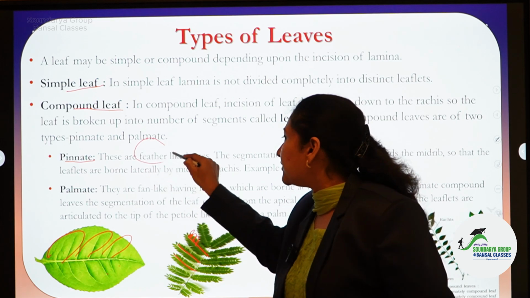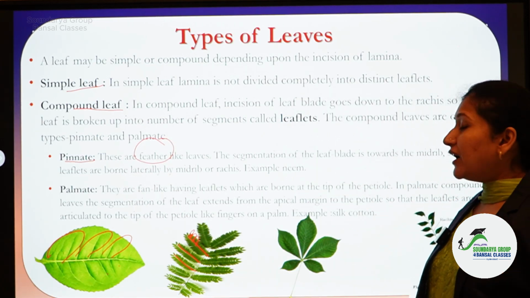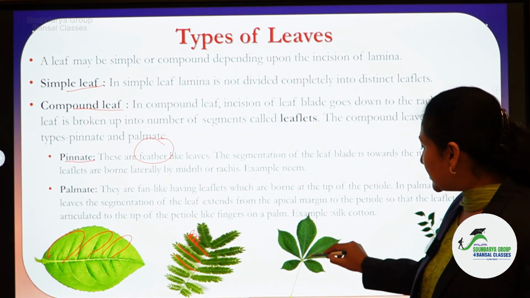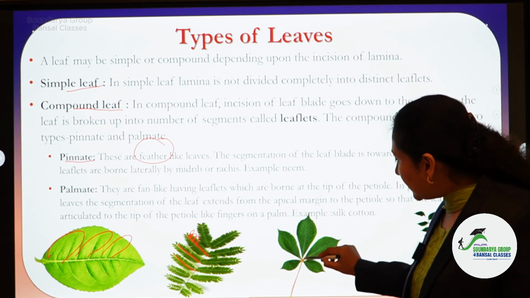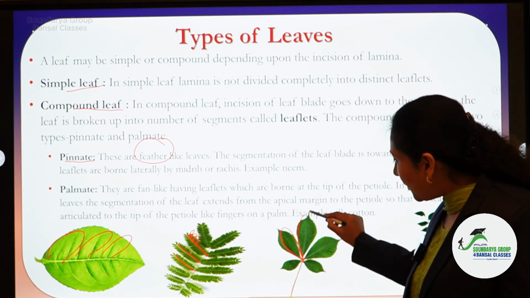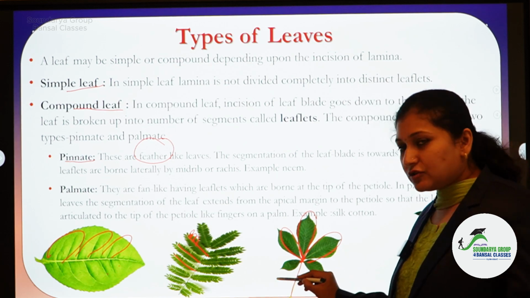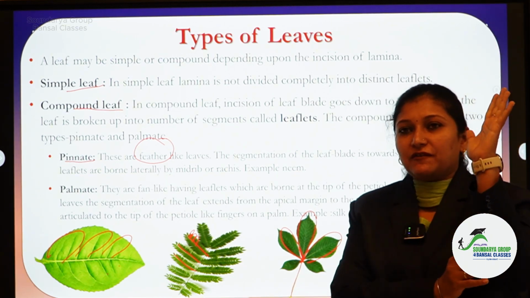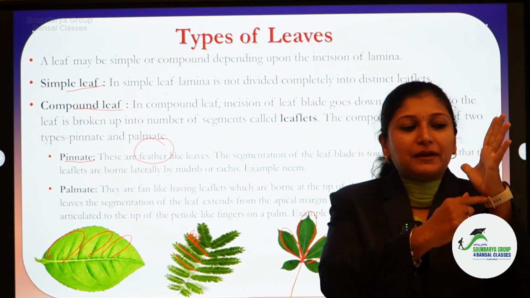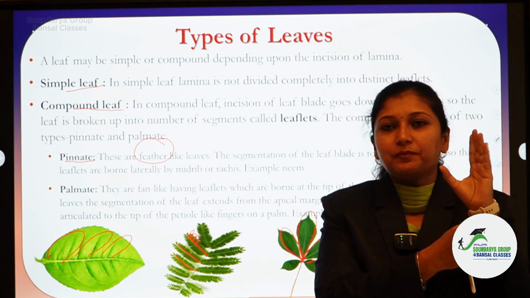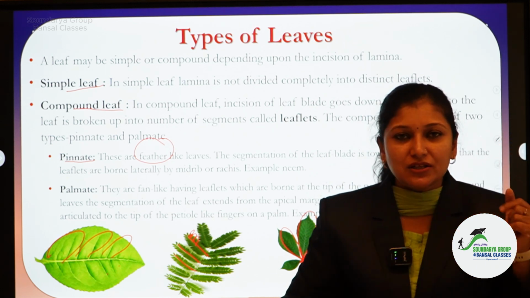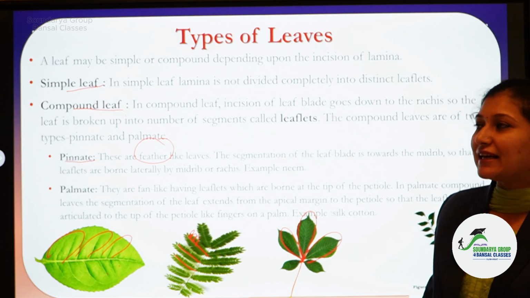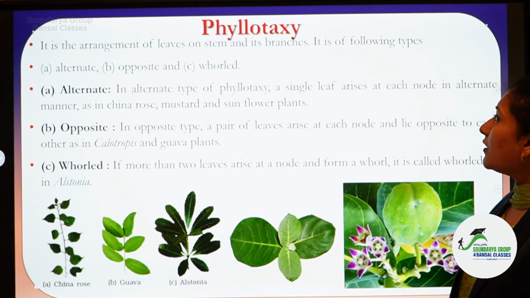This type of compound leaf is known as a pinnately compound leaf. It looks like a feather. Then you have another type of incision. This is the petiole, with incision towards the tip of the petiole. So it's a palm type of arrangement. If this is your petiole, complete incision towards the tip of the petiole is known as a palmately compound leaf.